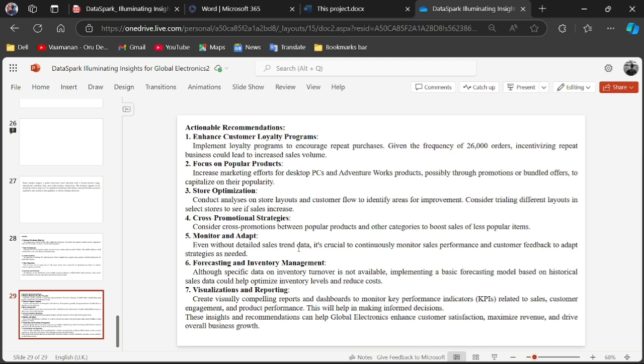Monitor and adapt. Even without detailed sales and trend data, it's crucial to continuously monitor sales performance and customer feedback to adapt the decisions needed. We need to monitor more. We need to collect more data from the customer, and then we can analyze it for future reference.